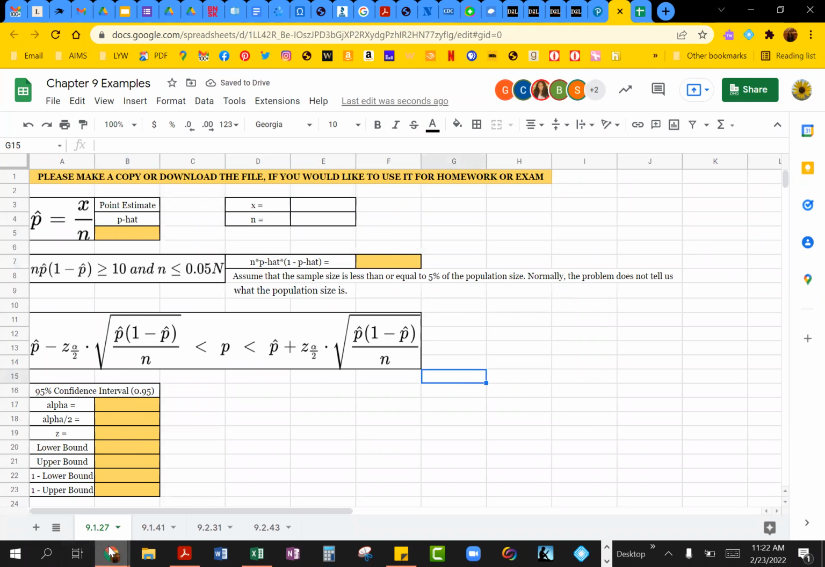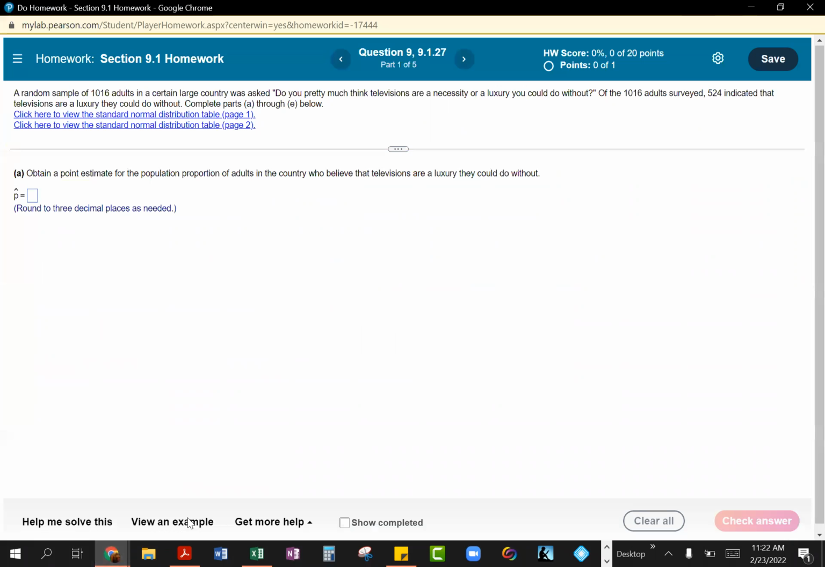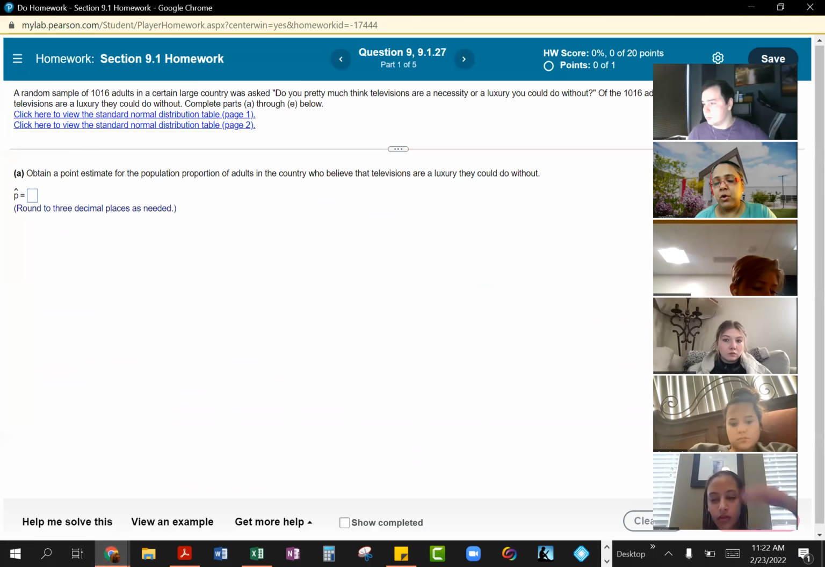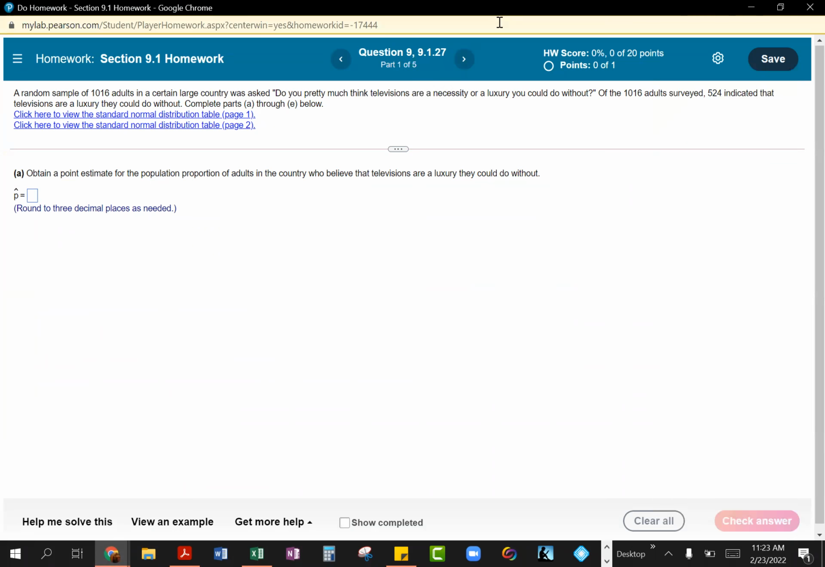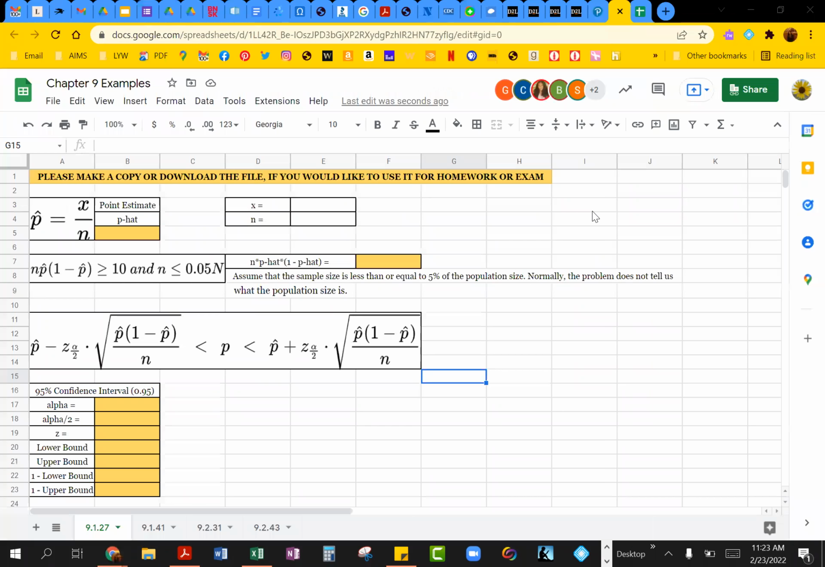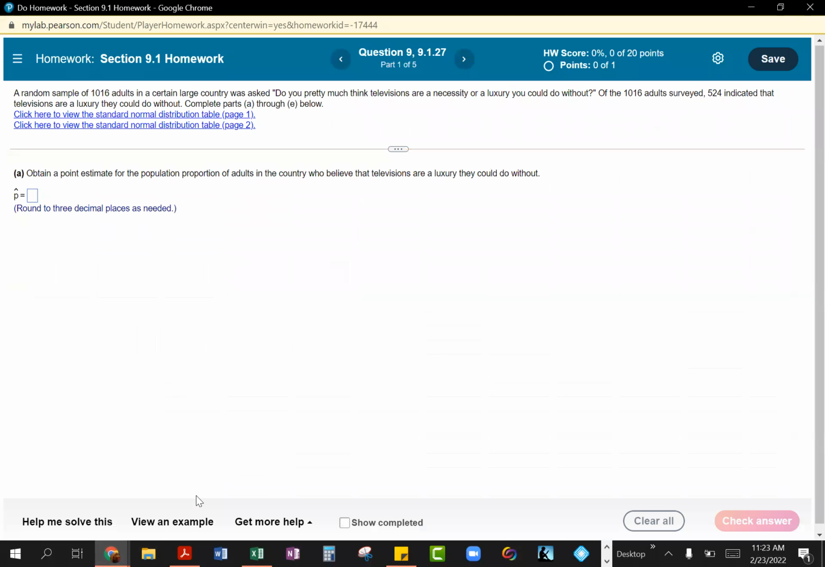All right, so the first example we're looking at is this one over here. This is example number 9 from your homework. You can see this one is problem number 9.1.27, so the 27th problem from the textbook. And you will see on the bottom of your Google Sheets, I have given you those numbers: 9.1.27, 9.1.41, and then from the 9.2 section. That's how you can relate those.